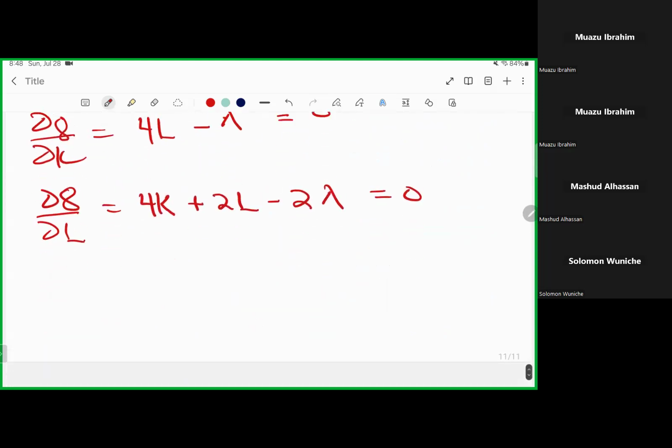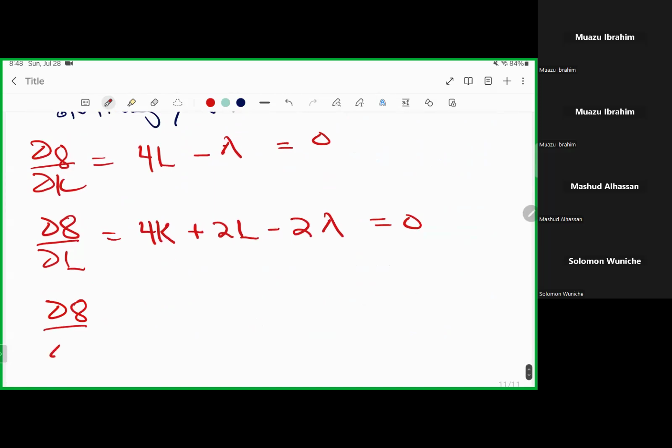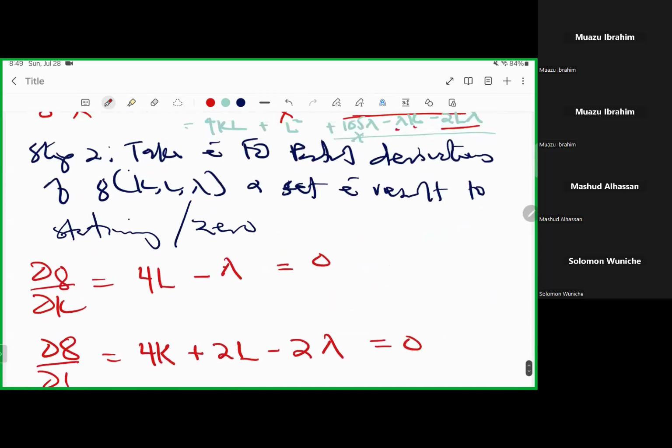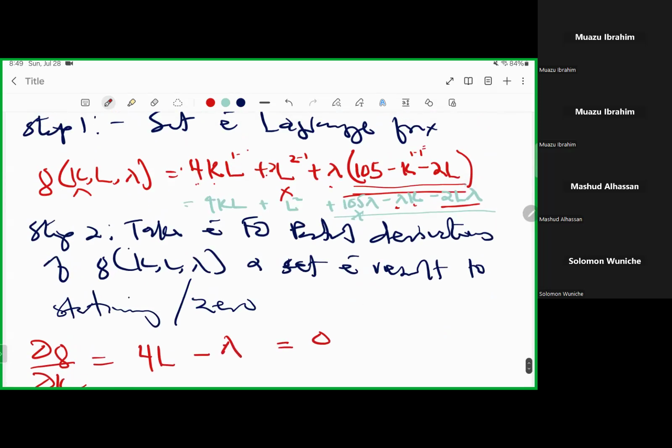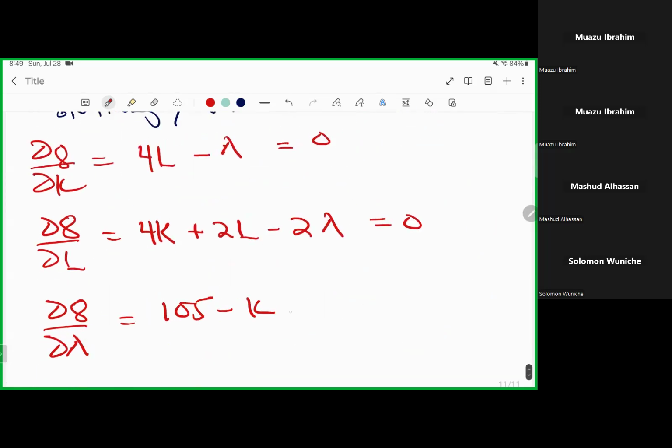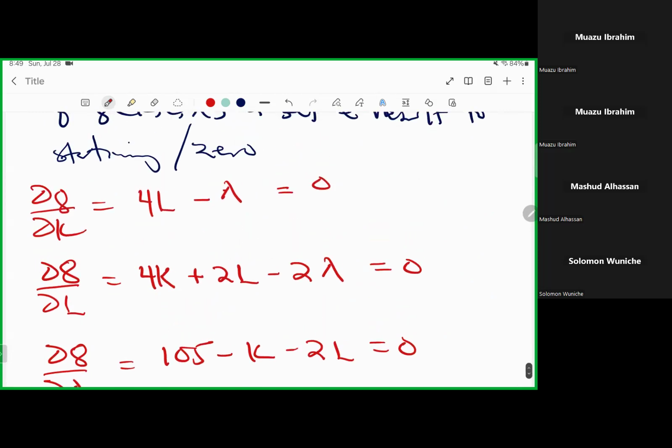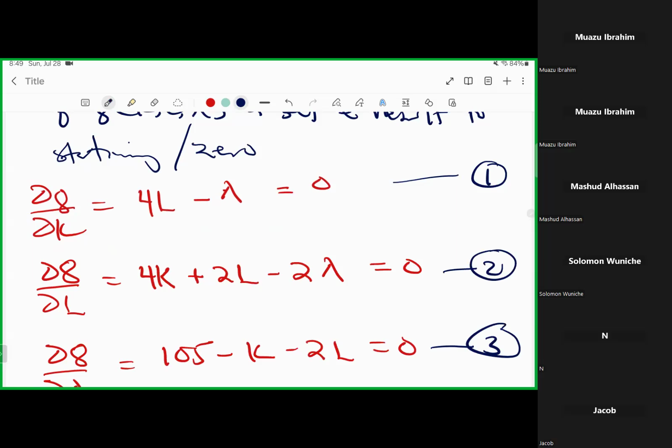And then the last part will be delta G all over delta lambda, which would be 105 minus K minus 2L is equal to 0. Remember I said it's the same thing as the budget constraint function. So here would be equation 1, here would be equation 2, and here would be equation 3.